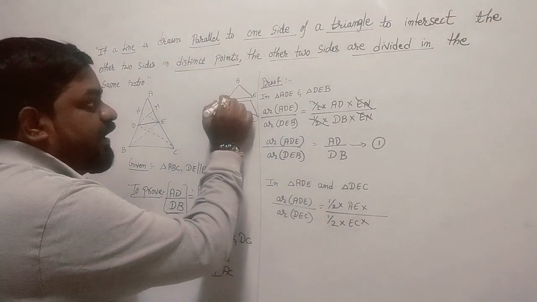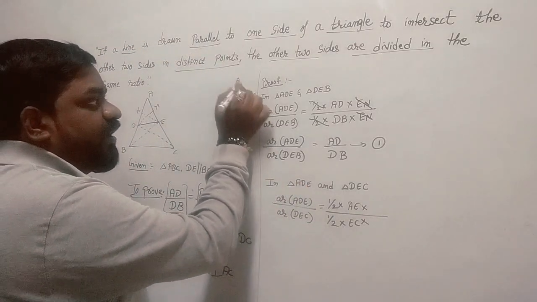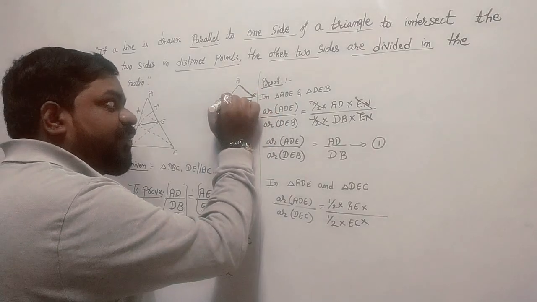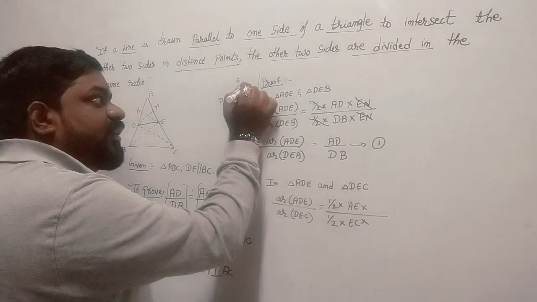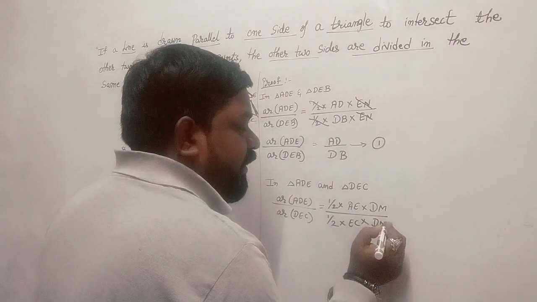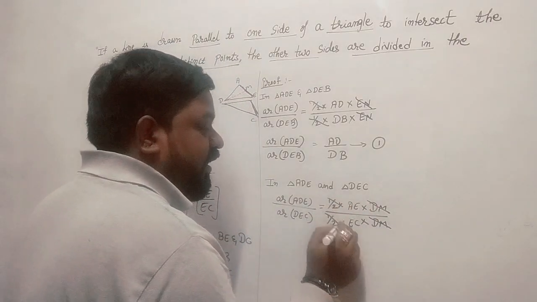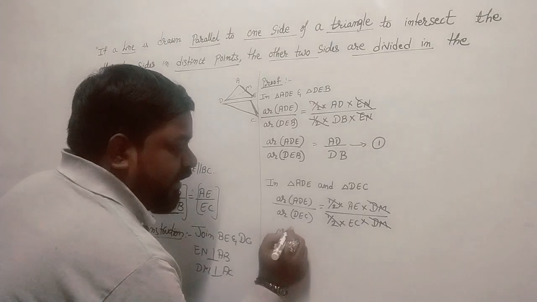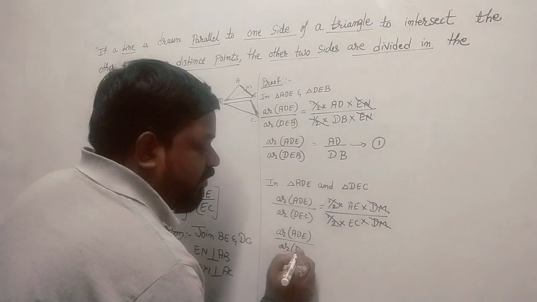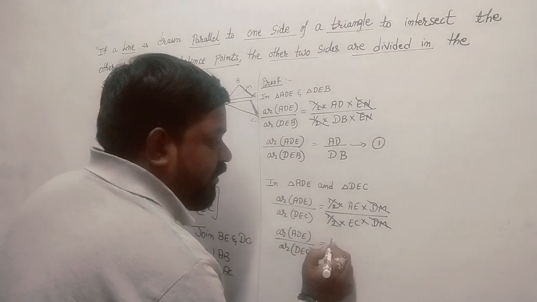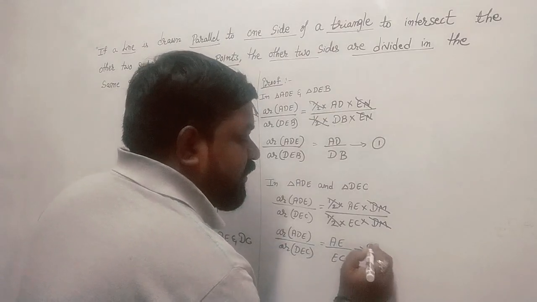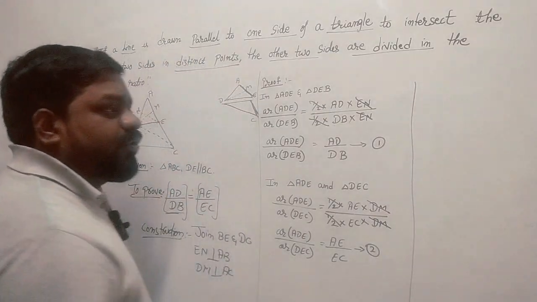You can observe AE will be the base for triangle ADE and EC will be the base of triangle DEC, because the perpendicular we have drawn from D is DM. Now DM will get cancelled, half will get cancelled. So area of ADE by area of DEC is equal to AE by EC. This is equation number 2.